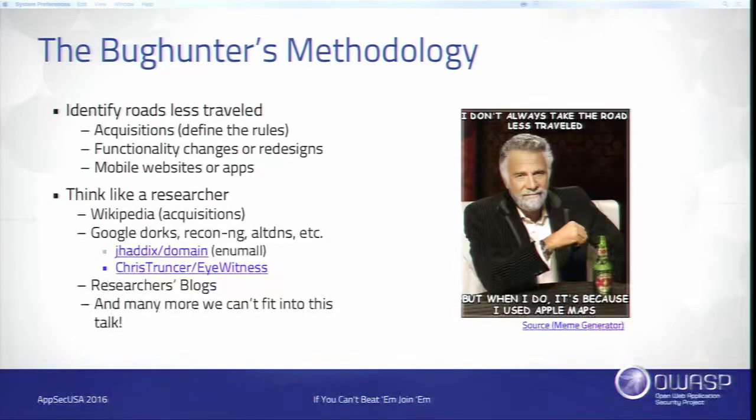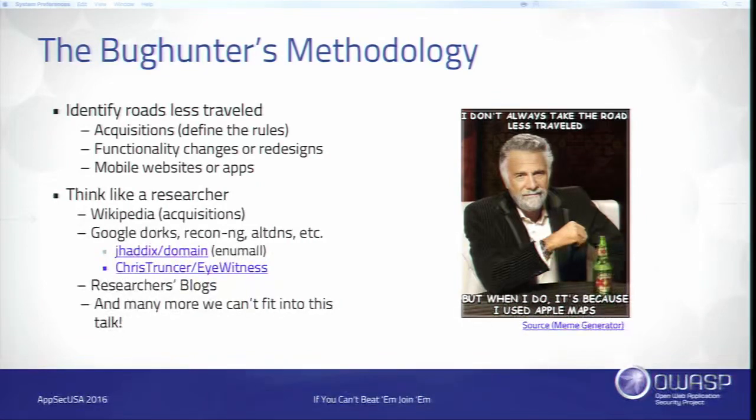Other kinds of functionality changes or redesigns, stuff like obscure platforms, mobile websites, or other kinds of devices. All these kinds of areas are usually less looked at than web applications and are more likely to have bugs just because the code is not reviewed quite as much. So keep these things in mind, and as you're defining your own scope, actually take that into consideration when you decide to do things like create incentives for certain targets and so on.